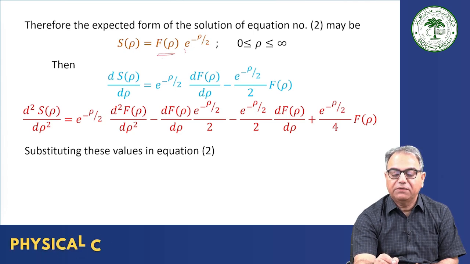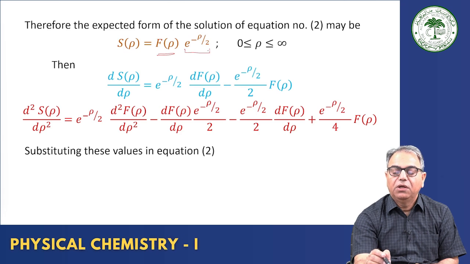So, the solution of equation number 2 is f rho into exponential minus rho divided by 2. This part, exponential minus rho divided by 2, we got from the asymptotic solution, and this we are adding because many terms of equation number 2 we neglected as an asymptotic behavior for a very large value of rho. So, we add a new term, f rho.